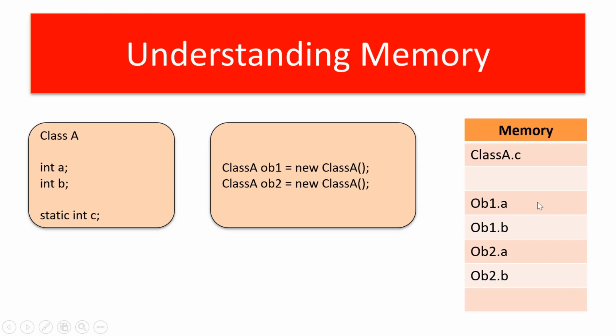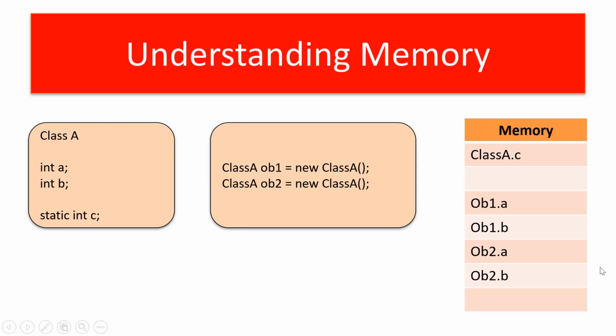This is the approximate memory allocation that will happen for creating this class A and creating two objects for this class A. Object 1.a occurs once and object 1.b occurs once. Similarly, object 2.a and object 2.b. I think you can notice that int a and b have occupied memory.